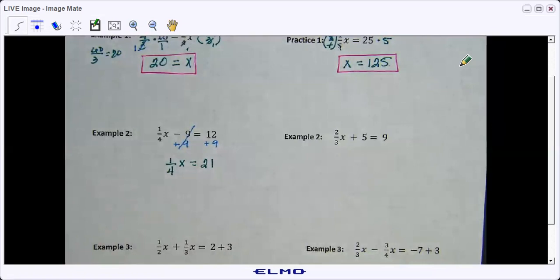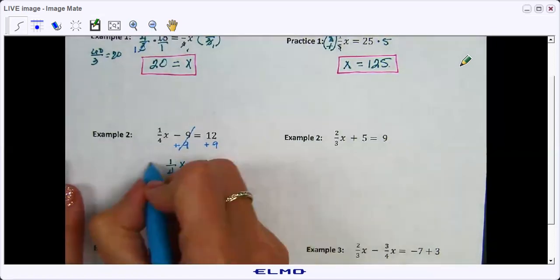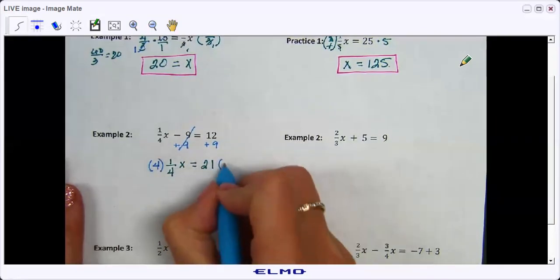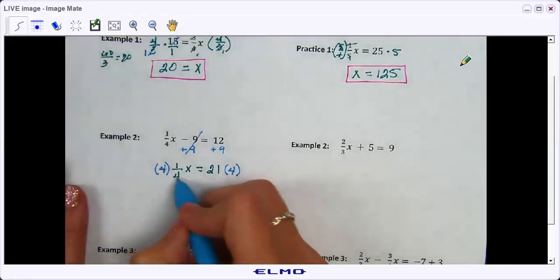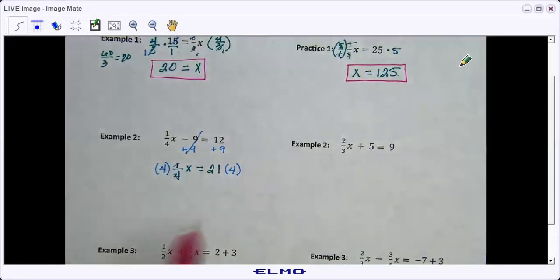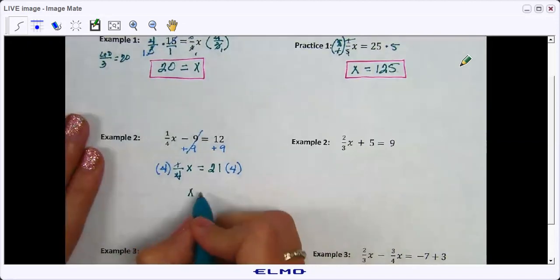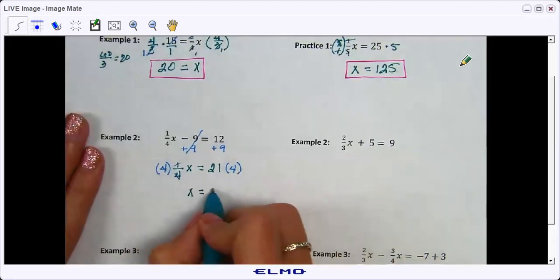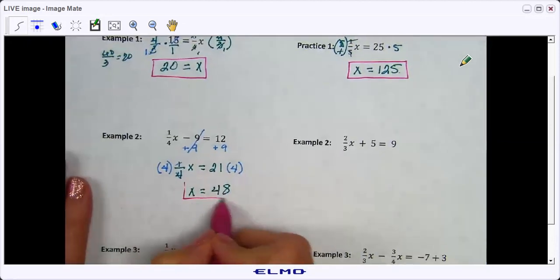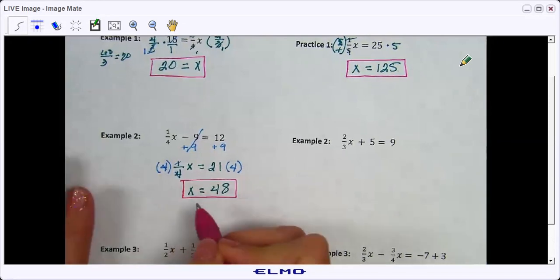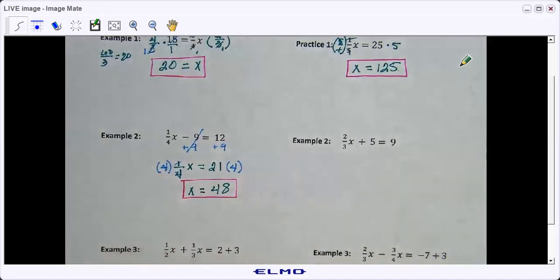And then what are we going to do to both sides now? Yeah, we're going to multiply it by 4 or 4/1, whichever makes it easier for you to make sense of. So then these cancel out and you're left with x equals 21 times 4, which is 48. So still, we can solve these easily without clearing any fractions or finding any common denominators.